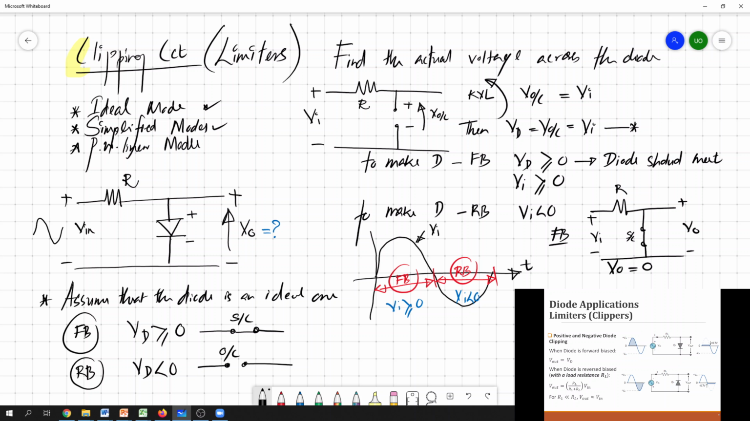So then we can simply claim that during this forward bias region, the output voltage is 0.